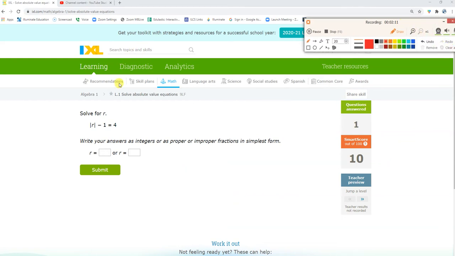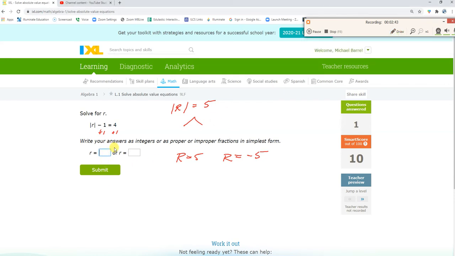Okay. First off, I need to isolate it. Plus 1, plus 1. So I have absolute value of r equals 5. Split it. Ready? R equals 5. R, ready? Flip it. I just flipped this. It doesn't do anything because it's an equal sign, but if it was an inequality, it would matter. Negative becomes a negative 5. Split it, flip the inequality symbol or the equal sign, and add a negative. R equals 5, R equals negative 5.